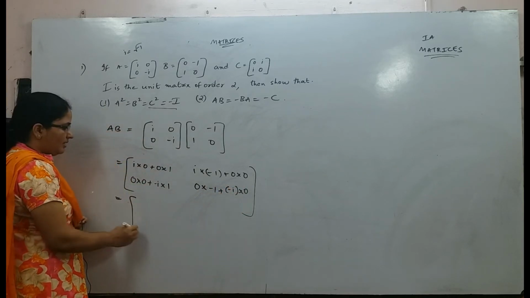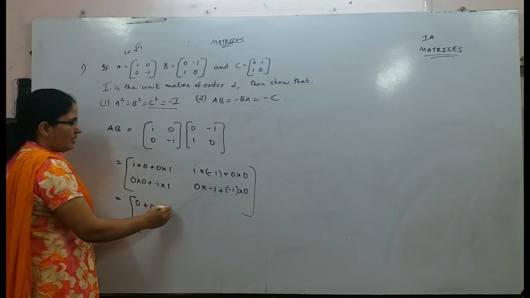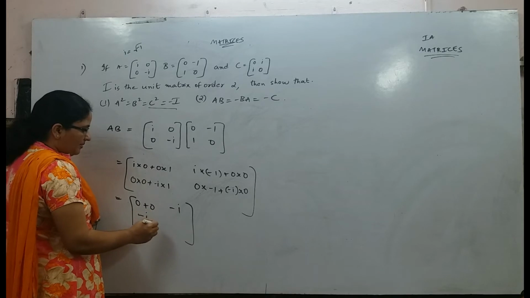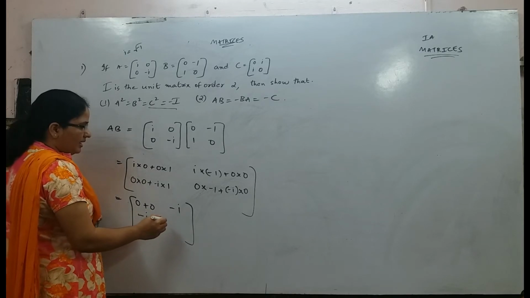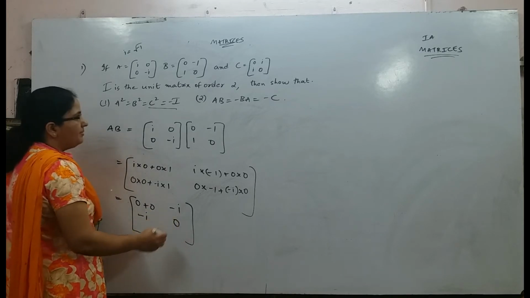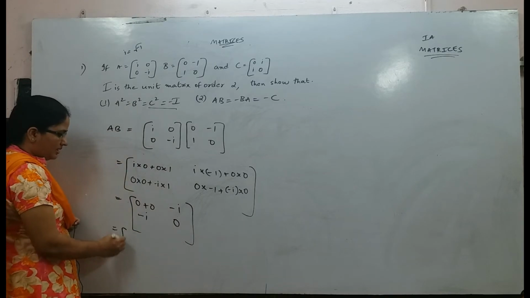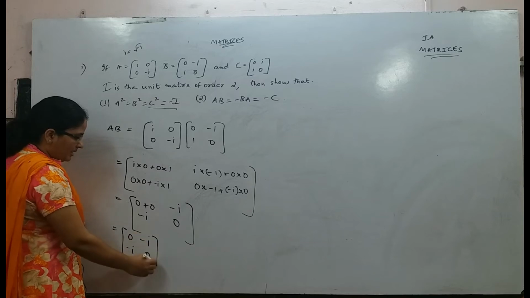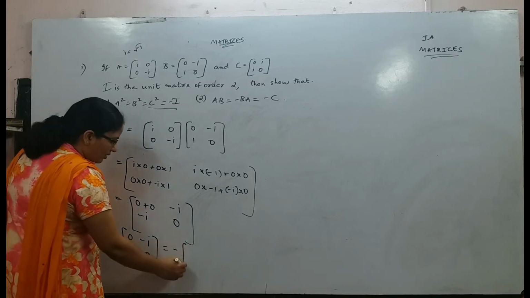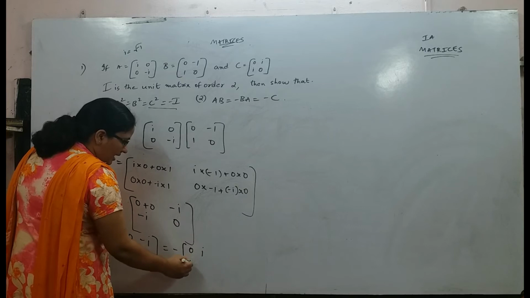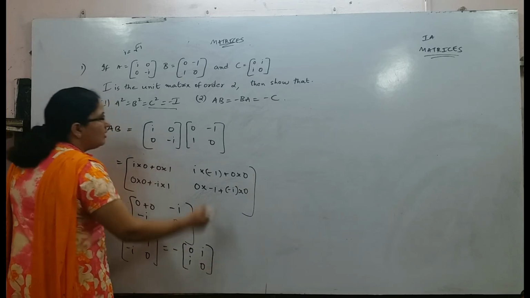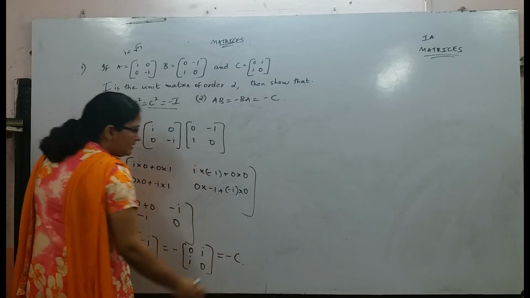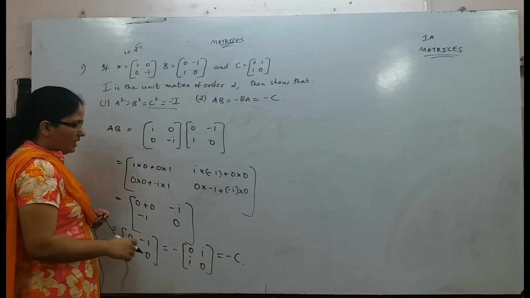Now here you have 0 plus 0, minus i, and here you have 0. So this is [0, -i; -i, 0]. Take minus out, you have [0, i; i, 0]. That is nothing but C. So write it as minus C. Similarly, find out BA.